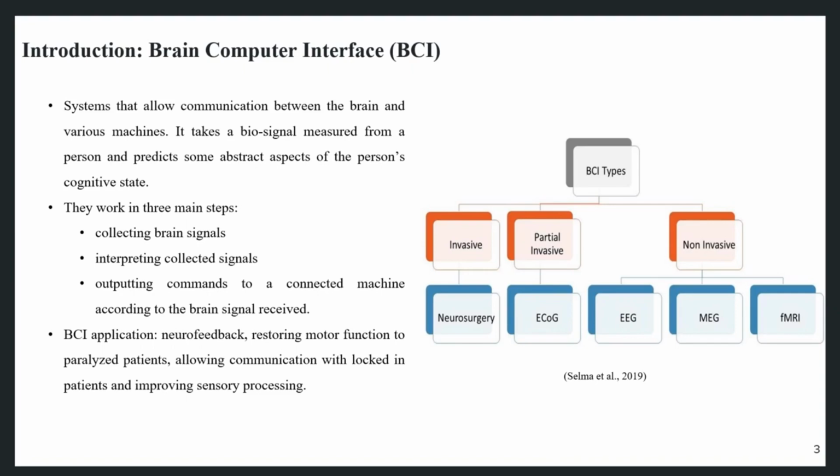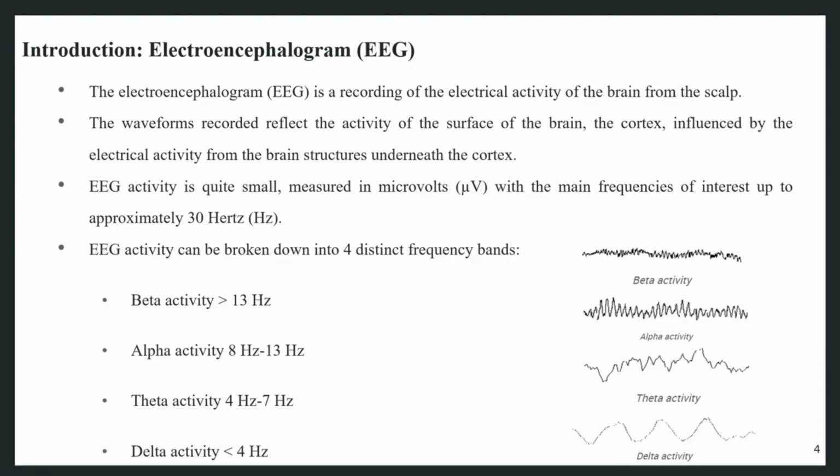So brain computer interface has many applications. It is used in neurofeedback applications, restoring motor function for paralyzed patients, for human computer interaction, and different other applications. So electroencephalography is one of the oldest non-invasive brain computer interface devices. It measures the electrical activity of the neurons via the scalp. We have distinct frequency bands that correspond to different types of activities. They are segregated into beta, alpha, theta, and delta bands.